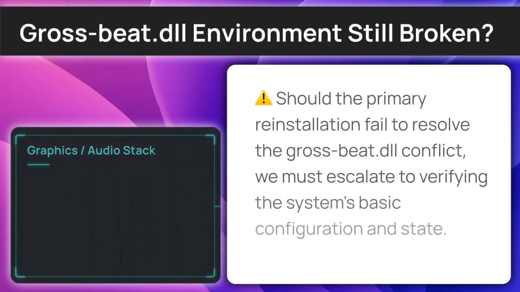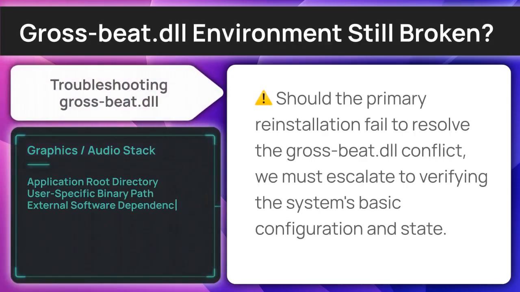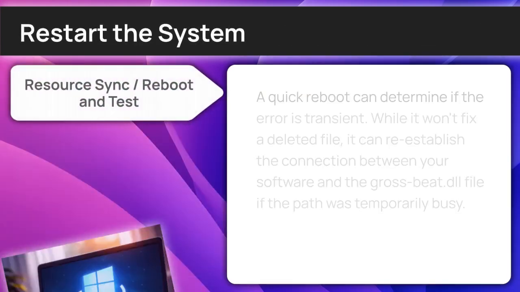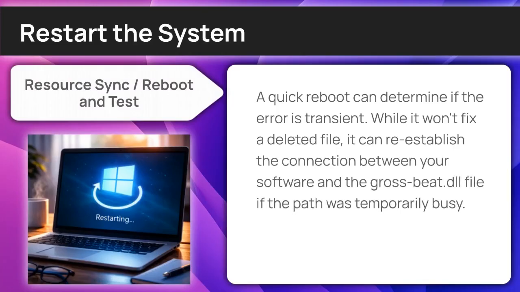When a fresh installer fails to clear the error, it typically points toward a deeper conflict within the Windows execution layer. A standard reboot clears out temporary memory conflicts and gives the Windows loader another chance to properly register the Gross-beat audio effect component during startup.